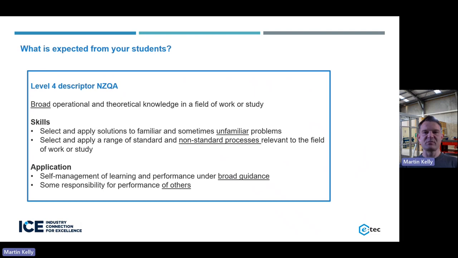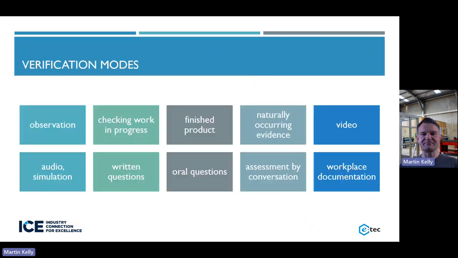A graduate is expected to have broad knowledge and skill relative to the area of study. They should be able to select and apply solutions to both familiar problems and unfamiliar problems. They will learn how to apply a range of standard and non-standard processes that are specific to their work requirements. At level 4, learners are expected to have a range of communication skills relevant to their role. They should also be able to demonstrate that they can self-manage their own learning and perform with broad guidance while building their capability to have some responsibility for the performance of others.